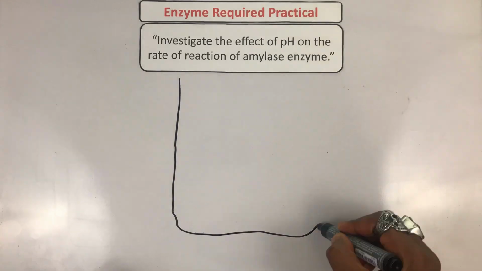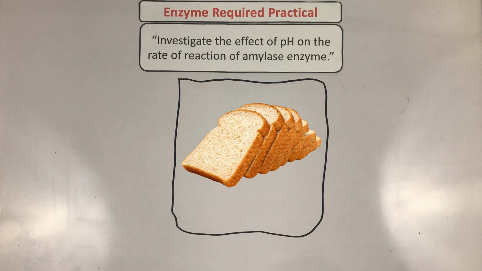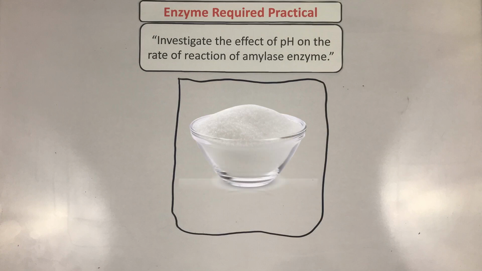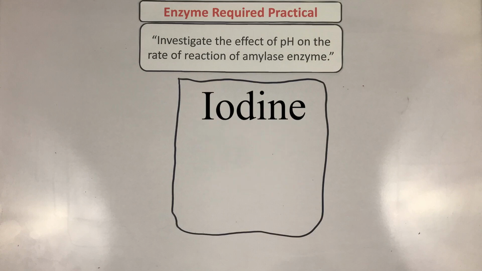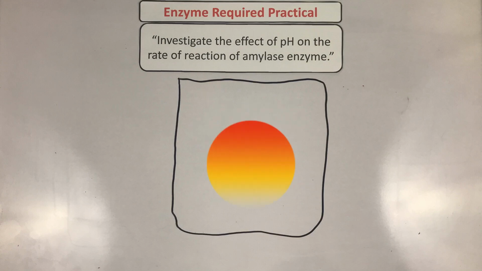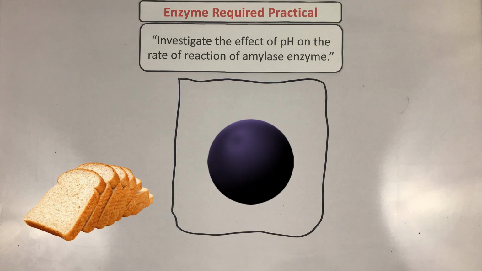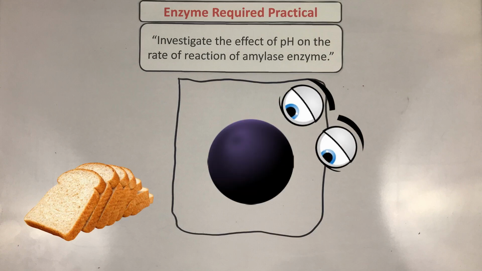If you remember from earlier, amylase turns starch into simple sugars. To monitor the change from starch to simple sugars, we need to use iodine. This is what a drop of iodine looks like by itself. This is what it looks like when we mix it with sugar. And this is what it looks like when we mix it with starch. As you can see, iodine goes purple-black with starch.